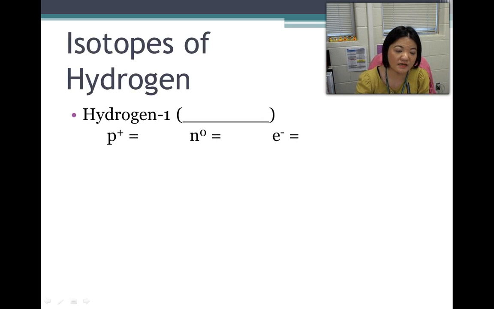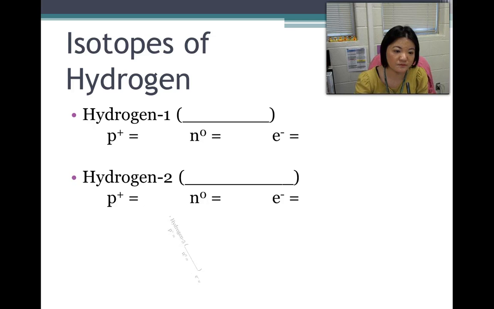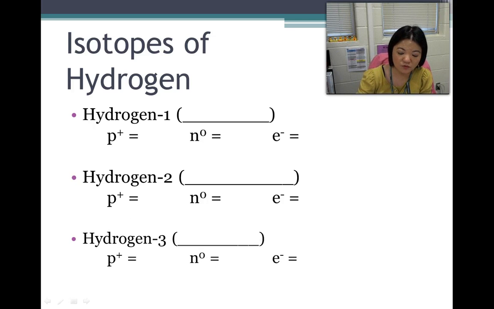We have 3 isotopes of hydrogen. Hydrogen 1 is called protium. Okay, remember that the 1 after the dash means that that is the mass number. Okay, so this is H, mass of 1, atomic number 1. Okay, the proton number is 1, the number of neutrons is 0, and the number of electrons is 1.